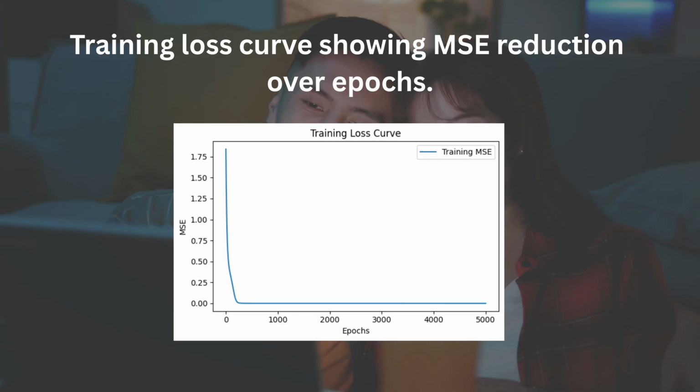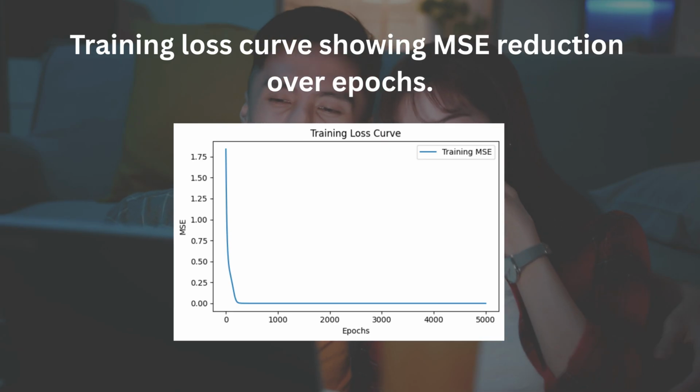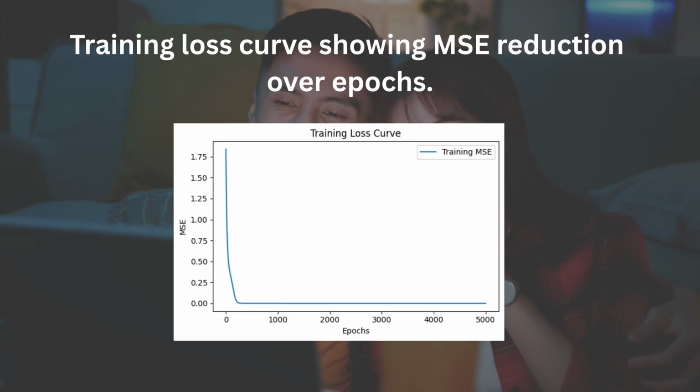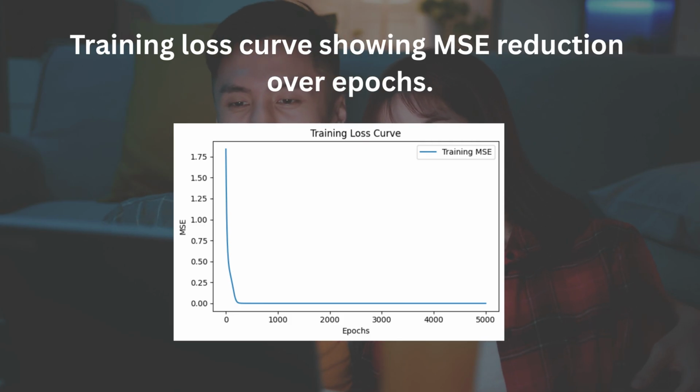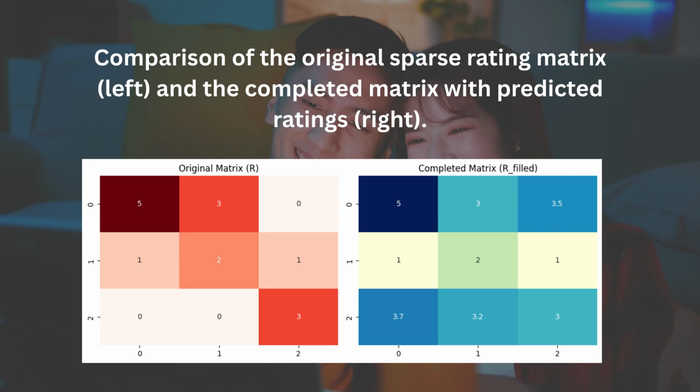predictions. As the figure shows, RMSE drops quickly at first, then slows as the model refines. After 1000 epochs, it flattens near zero, showing convergence, normal for small data, but a risk of overfitting in larger cases. The figure compares the original rating matrix with the completed one.